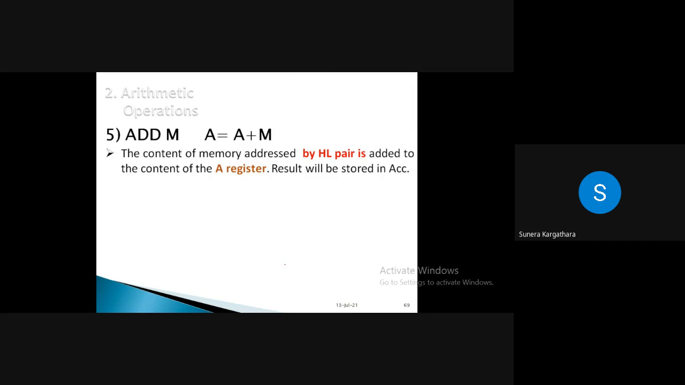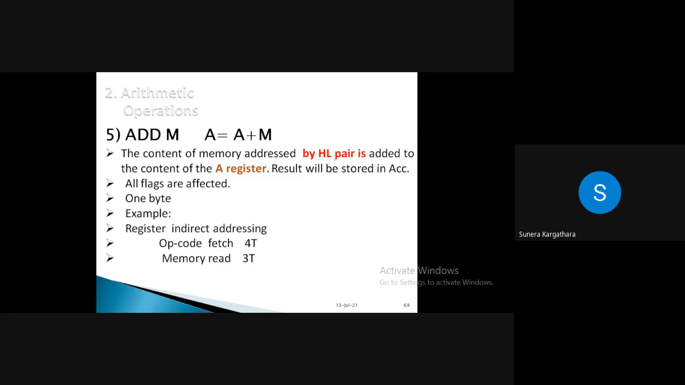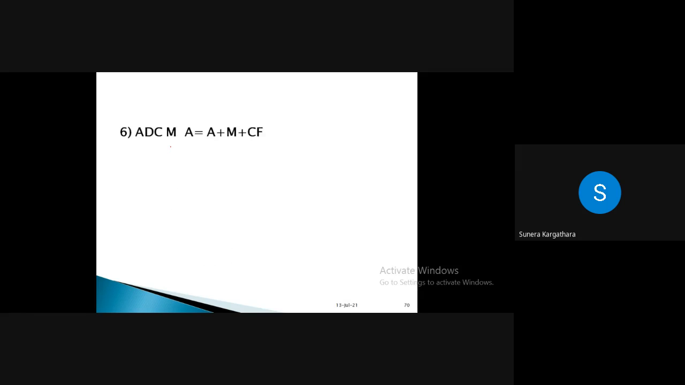So here you need to think like that whenever we are adding the memory location's content with the accumulator, the result will be stored in the register, which is the accumulator, and for the memory content you need to specify the location in the HL pair. All flags can be modified. It is a 1 byte instruction. It will use register indirect addressing mode, right? It will use indirect addressing mode.